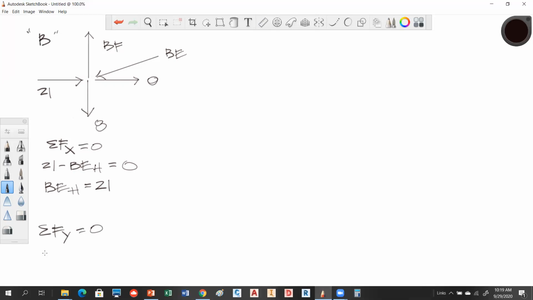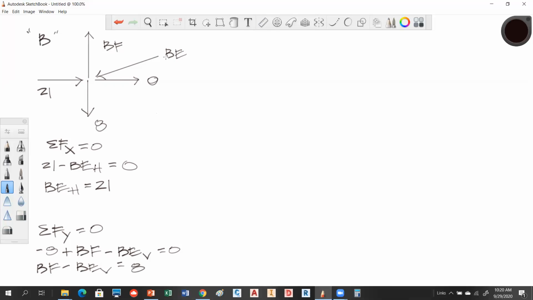So sum of forces in the Y, we have -8, that's my external load, plus BF minus BE vert. And all of that has to be equal to 0. It gives me BF minus BE vert is equal to 8. So this should resolve then.